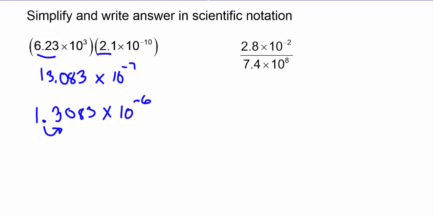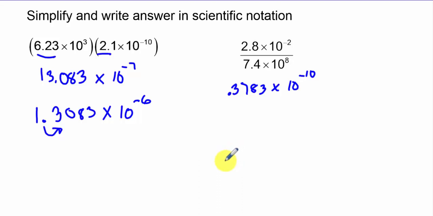In this next example, we have a division problem, so we know we're going to have to subtract the powers of 10 when we do that division. But we start by taking 2.8 and dividing by 7.4, and in that case we get 0.3783, and there's a whole bunch of other stuff. I'm just going to leave it right there. All right, and then this is times 10. Again, we're going to have to subtract. -2 minus -8 is -10.